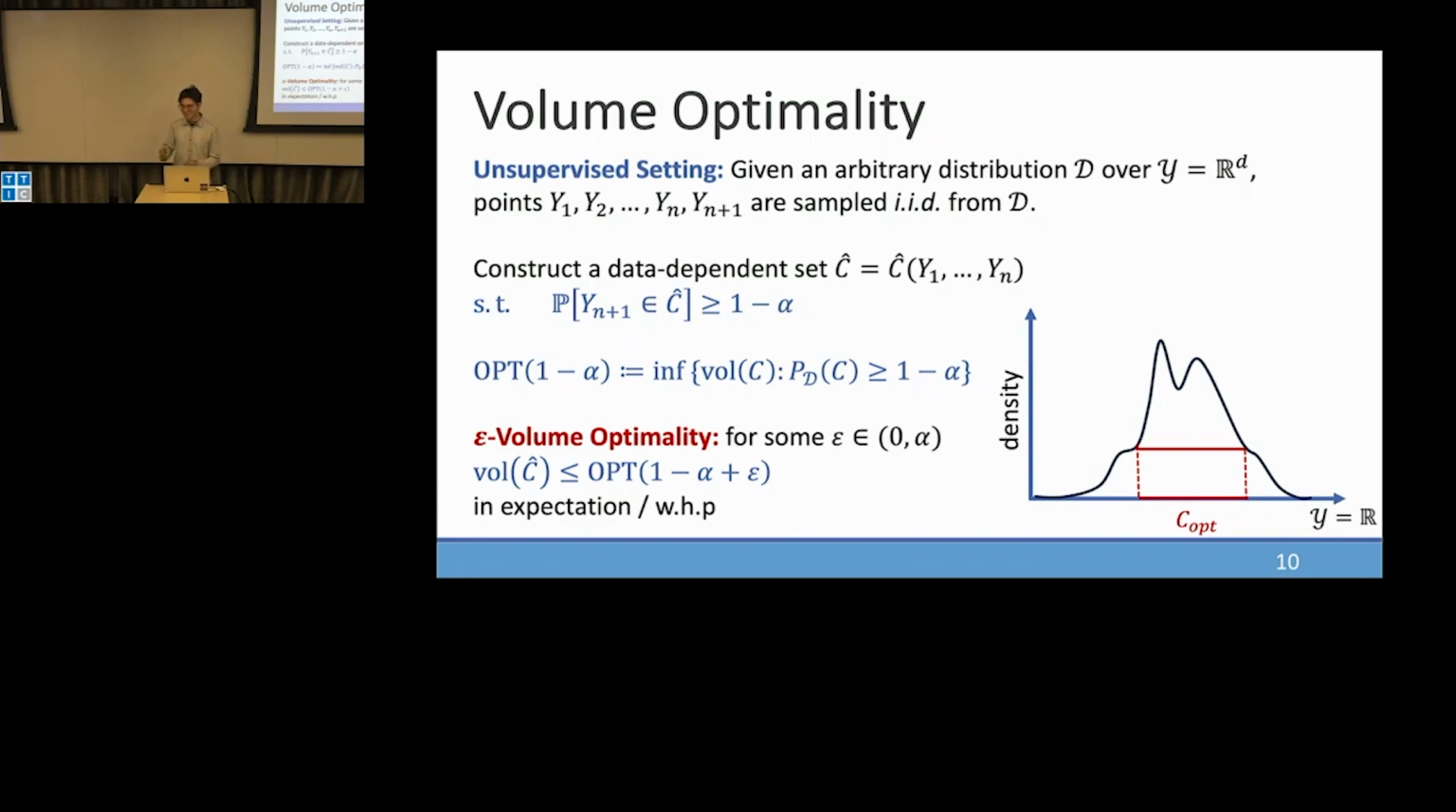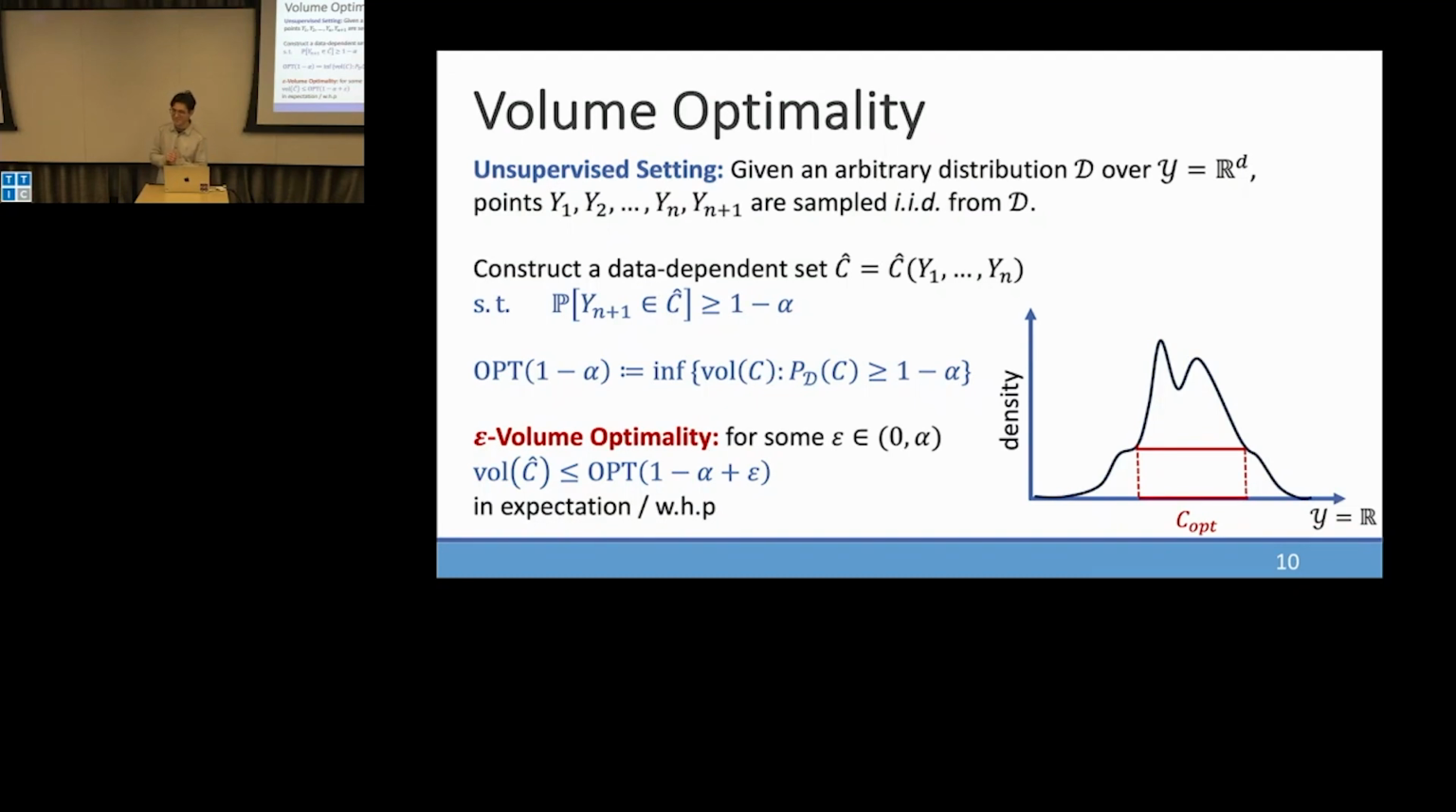This slackness is there because in reality, if you just pick the 1 minus alpha optimal solution, it may not even be a measurable set. So although comparing to opt of 1 minus alpha would be a valid question, it might be very hard.